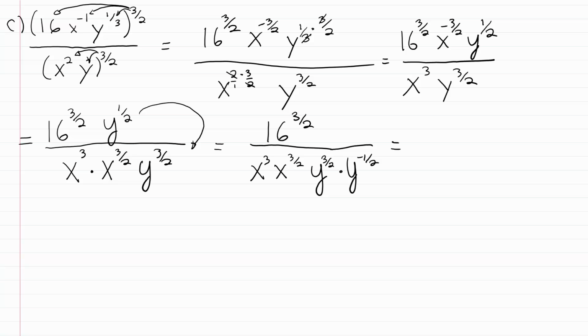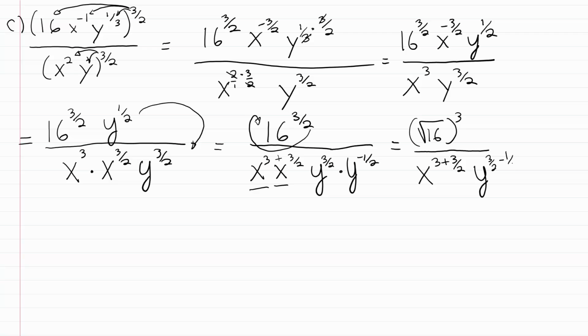All right, very good. So let's do a little cleanup here. 16 to the 3/2 power is really the same as the square root of 16 to the 3rd power, because remember, this 2 can swing around and become the index of the radical. Let's first deal with the x's at the bottom. So we'll keep the common base here for these x's, and we'll add the exponents. So we need to add 3 and 3/2 together. And then we'll do the same for the y. It'll be y, keep the common base, and add the exponents. In this case, the exponents are basically positive and negative, so we're going to subtract the exponents.